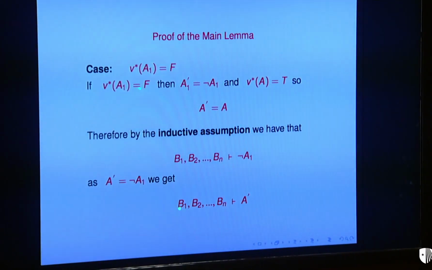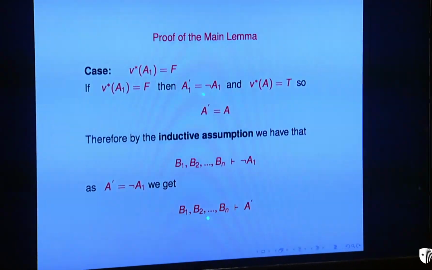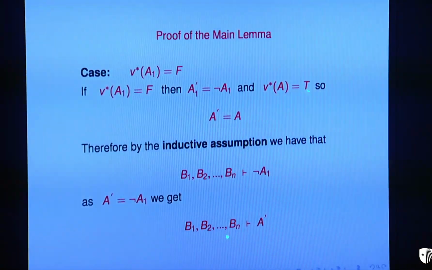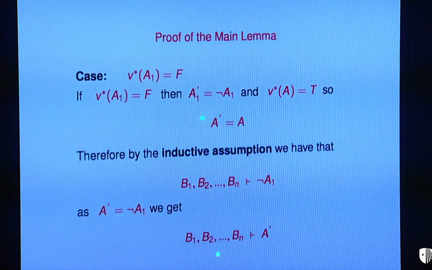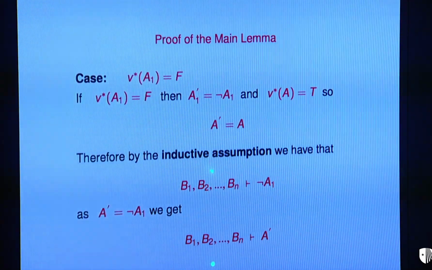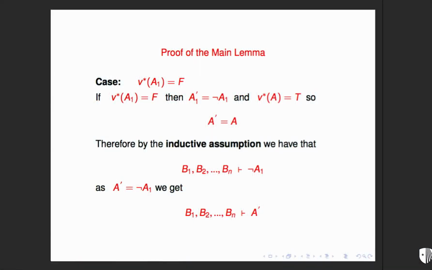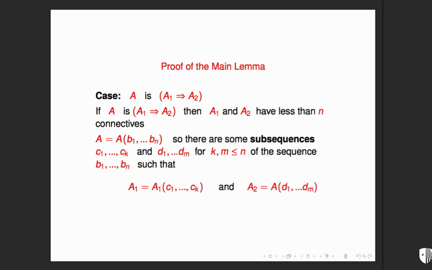And the same for F. In F, we have that A1 prime is negation of A1. So V of A is true, so A prime is A. And by inductive assumption, we have B1, ..., Bn proves negation of A1. And as A prime is negation of A1, you have B1, ..., Bn proves A prime. Now, with implication, it's a little bit more complex.